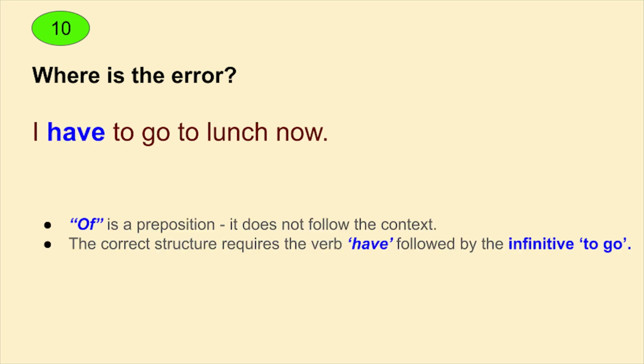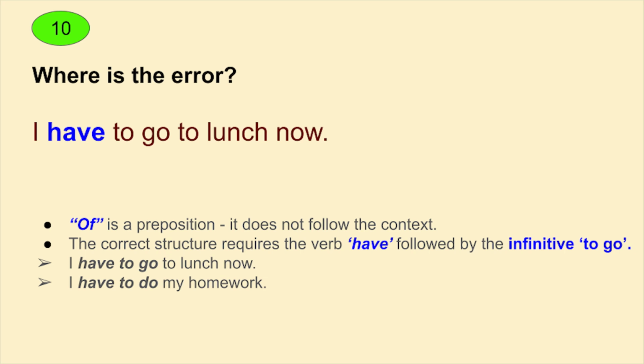Of is a preposition and does not follow the context. The correct structure requires the verb have followed by the infinitive to go. I have to go to lunch now. I have to do my homework. You have to attend the meeting. Not of to, but have to.